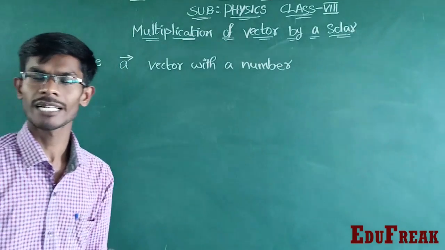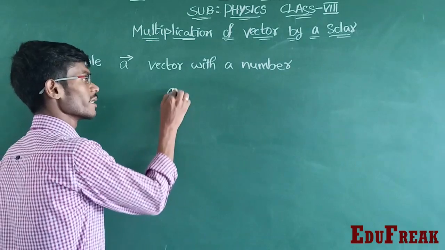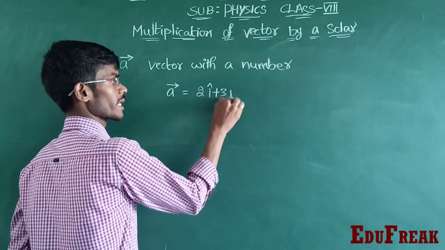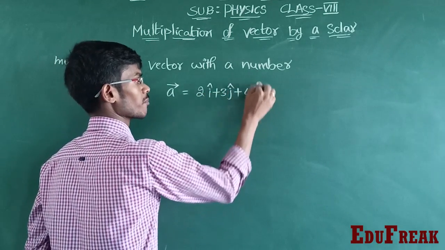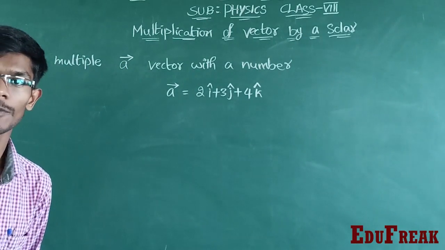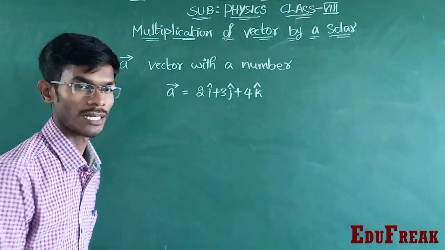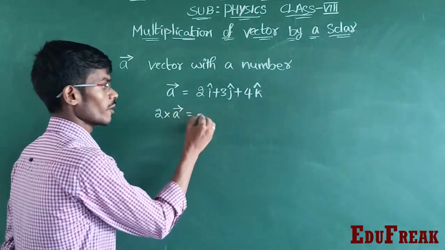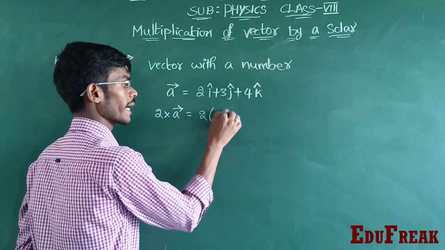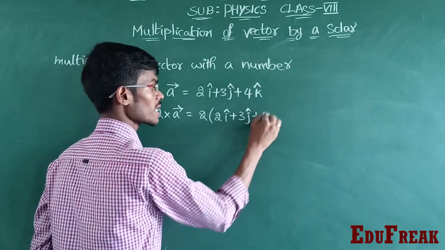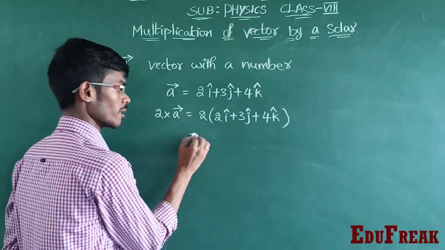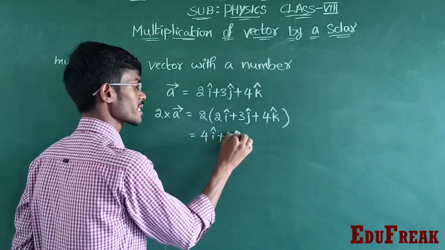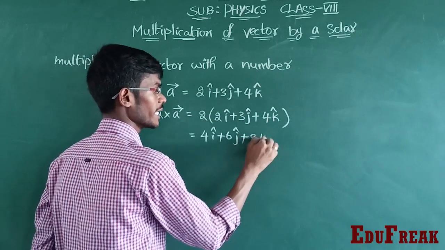If you are multiplying vector A bar with a number, then what will happen? See, simply if I consider A bar as 2i cap plus 3j cap plus 4k cap, and I am multiplying this A bar vector with some number, say 2, what will happen? 2 into A bar is equal to 2 into (2i cap plus 3j cap plus 4k cap).